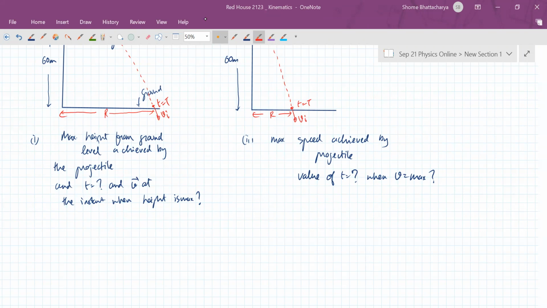Sir, so my answer for maximum height was wrong. Yeah. See, you have got the answer as 20 meters, no? So that is from the point of projection. So what we have to do now is, from that value, calculate the maximum height from the ground below. So that's going to become how much? 20 plus 60, right?